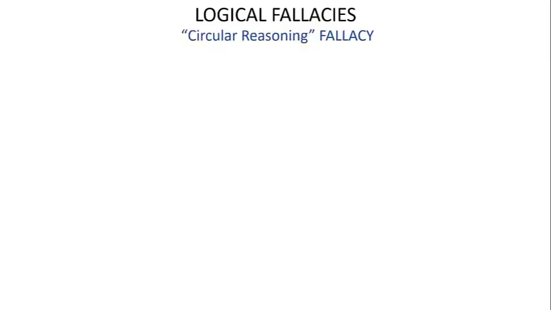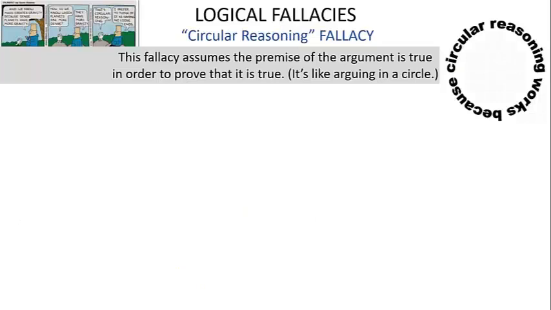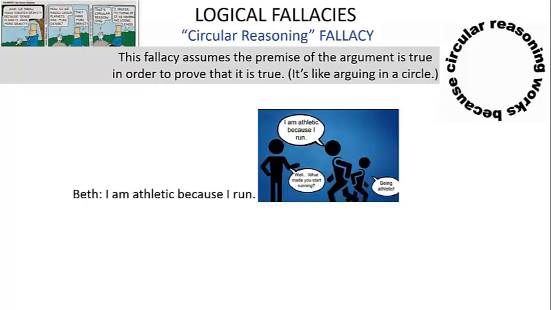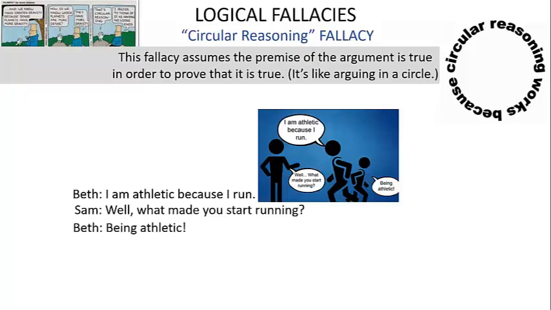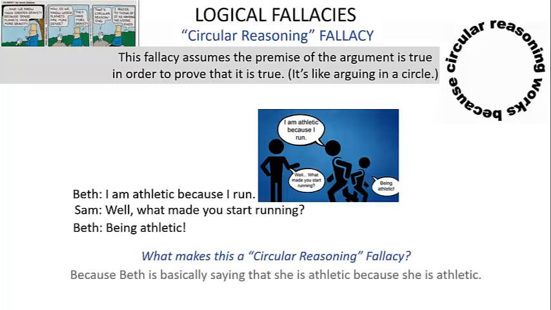The circular reasoning fallacy. This fallacy assumes the premise of the argument is true in order to prove that it's true. It's like arguing in a circle. Beth says, "I'm athletic because I run." Sam says, "Well, what made you start running?" Beth, "Being athletic." What makes this a circular reasoning fallacy? Because Beth is basically saying that she is athletic because she is athletic.